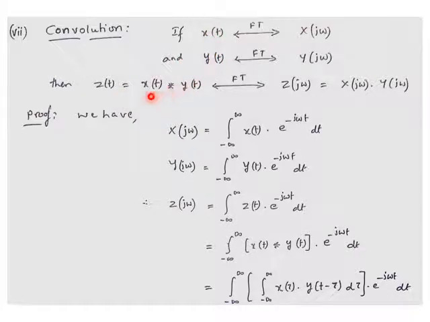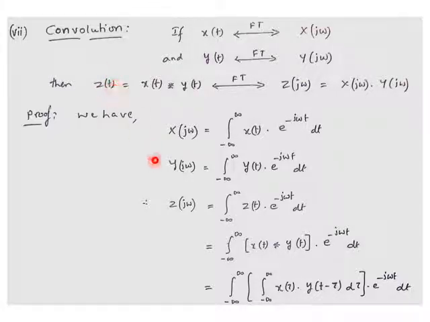That means I will take x of t convolution with y of t, that I will call as z of t. If I do the Fourier transform for the convolution of x of t and y of t, I should be able to produce the output in terms of the Fourier transform, where z of t, if I do Fourier transform, I should get z of j omega, but in terms of convolution, it is a product of the Fourier transform of x of j omega and y of j omega. So this is what we have to prove from left hand to right hand side. So we'll go with the proof for convolution property for Fourier transform.